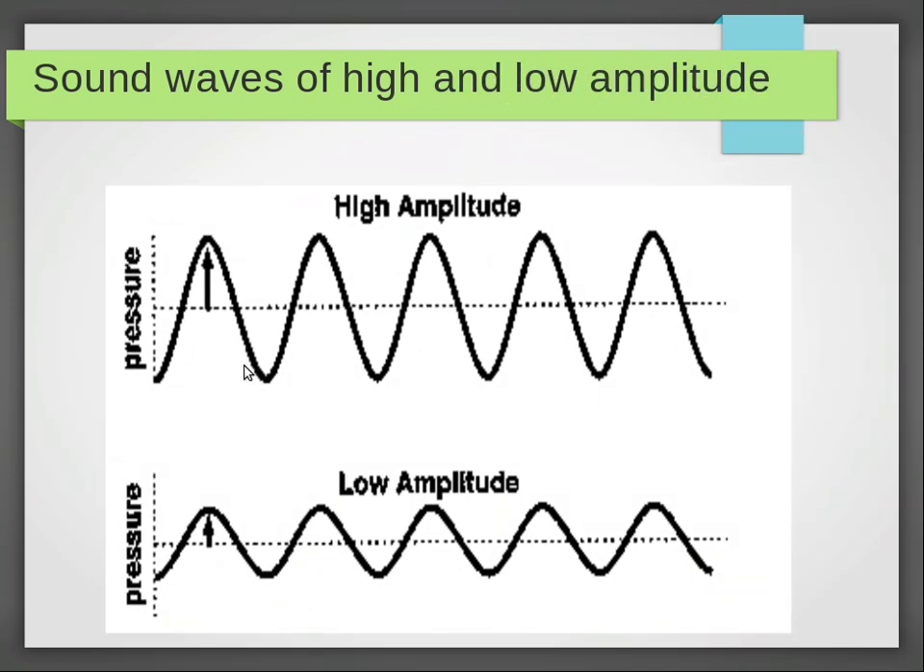The first figure represents a wave of high amplitude because the amplitude is higher here, in the sense the distance from the mean position to the maximum, the top position, is more than in the second figure. So the first figure represents a high amplitude wave, and the second figure represents a low amplitude wave.